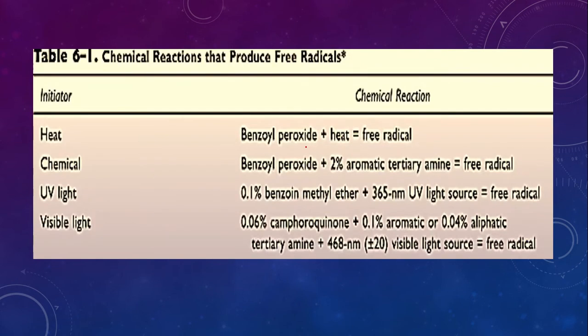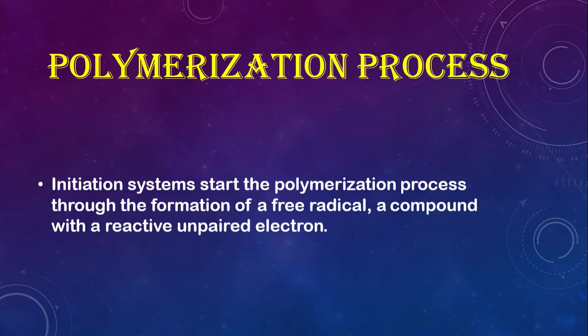So this is a chart summarizing the same. In the heat activator system, benzoyl peroxide under heat generates the free radicals, and in the chemical system, benzoyl peroxide and 2% aromatic tertiary amine generate the free radicals. In UV light, 0.1% benzoin methyl ether and a 365 nanometer UV light source. In the visible light system, we have camphorquinone and an aliphatic tertiary amine, which will generate the free radicals. So till now we have covered how the free radicals are generated.